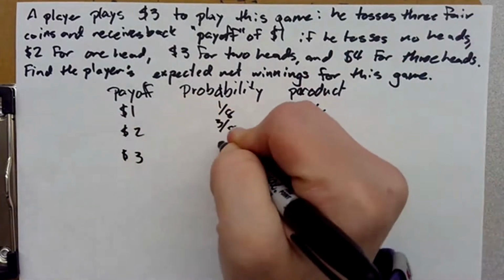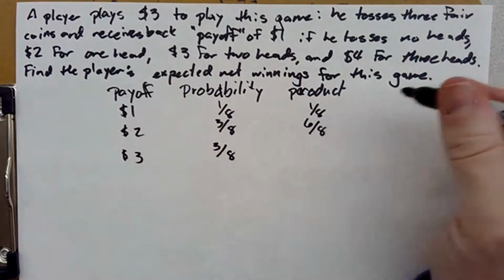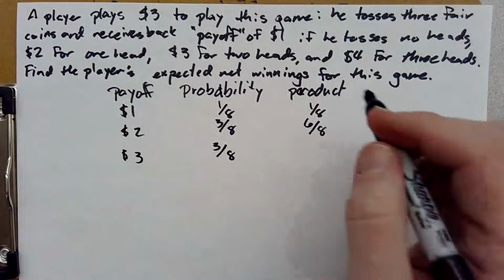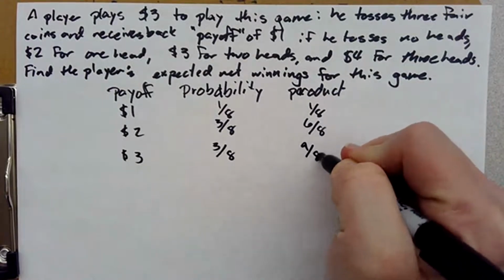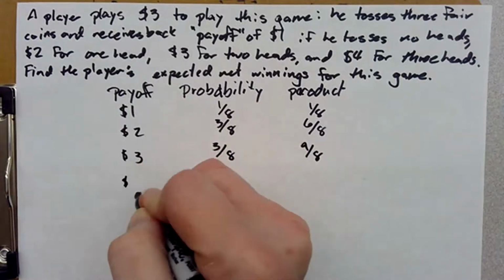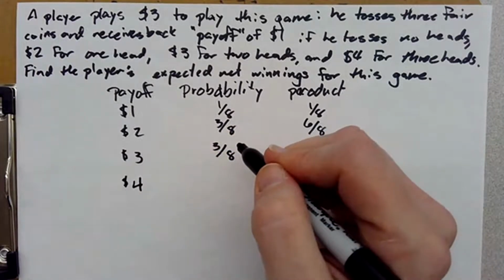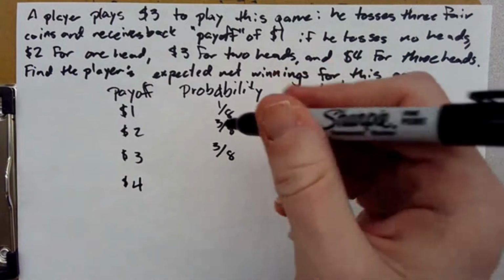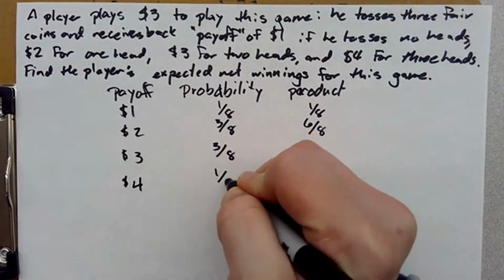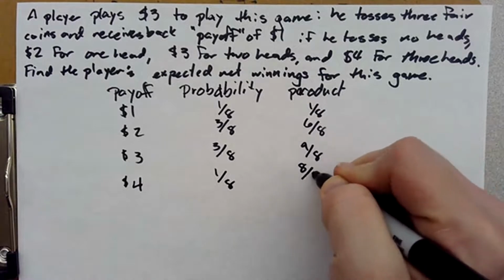Payoff is $3 for 2 heads. Again, we have a 3/8 probability for 2 heads, so the product is going to be 9/8. And finally, the payoff is $4 for 3 heads, but the probability of 3 heads is 1/8. So that's going to be a total of 8/8 here.